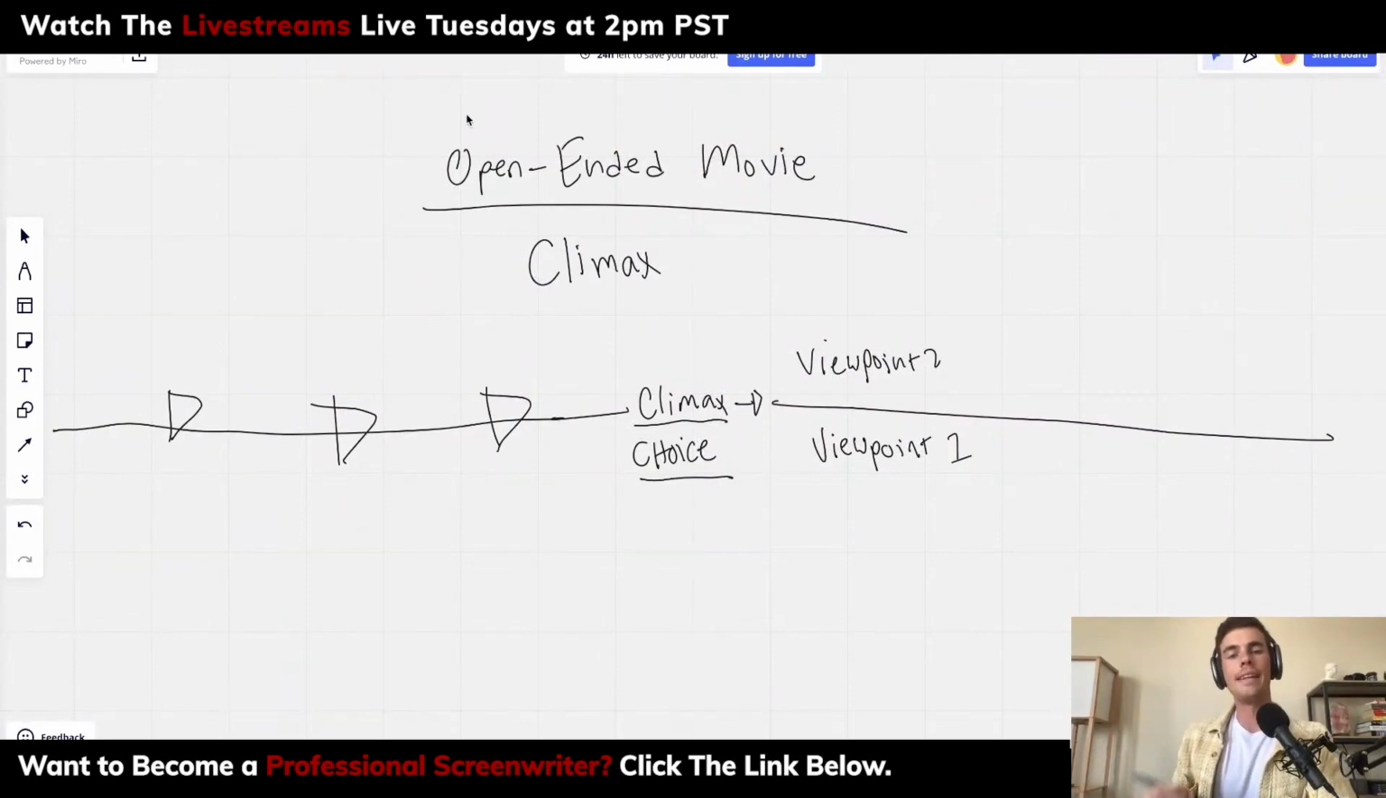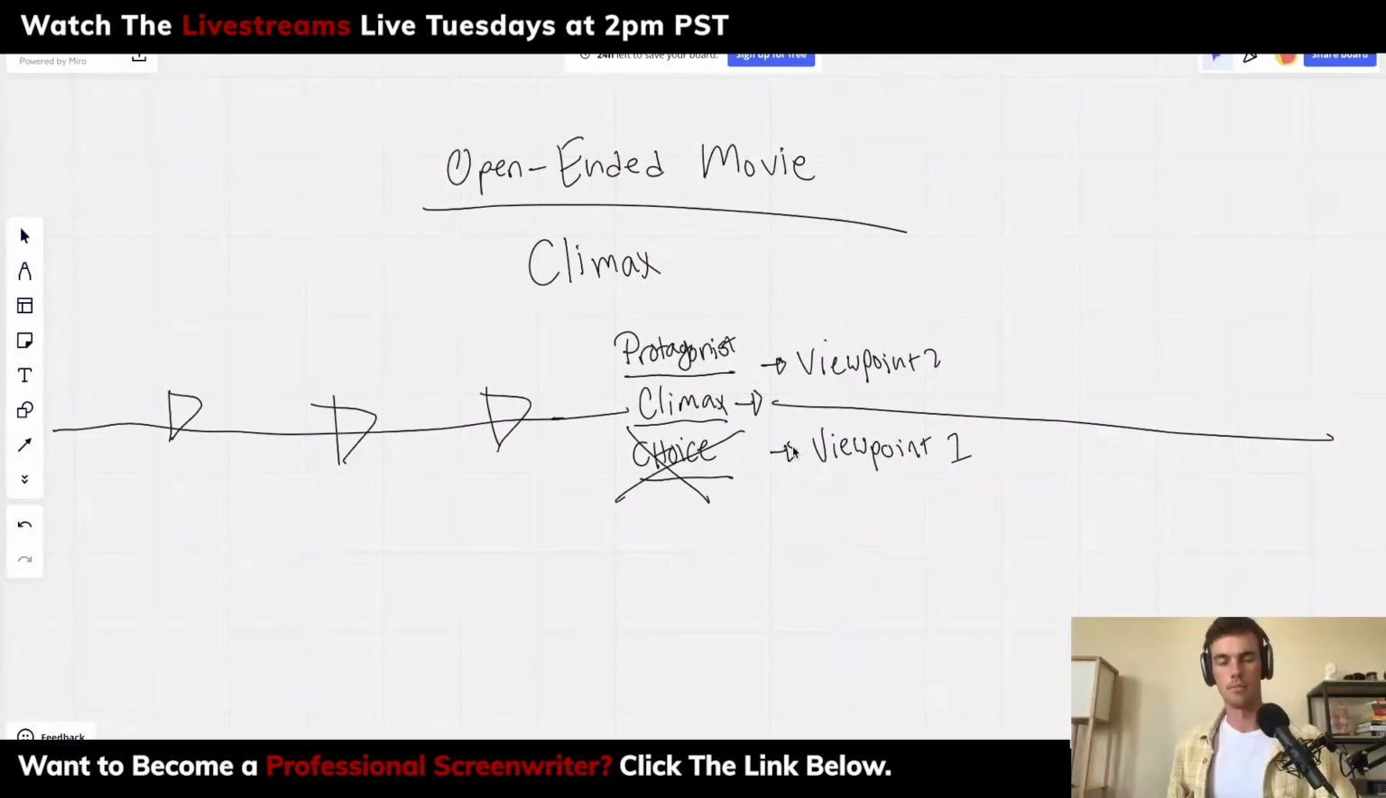an open-ended movie will have a character, your protagonist, or whoever is making that final climactic choice. Usually it's going to be your protagonist. If it is an open-ended movie, they do not actually make this final choice between viewpoint 1 and viewpoint 2, right? The story ends before we get to see the choice they make, right?